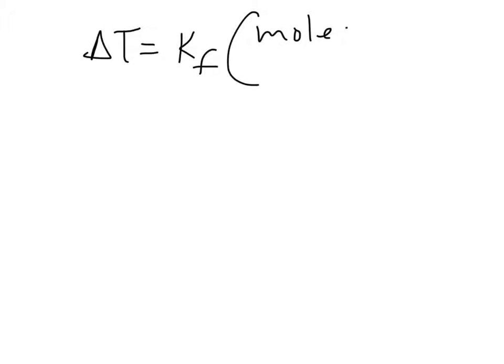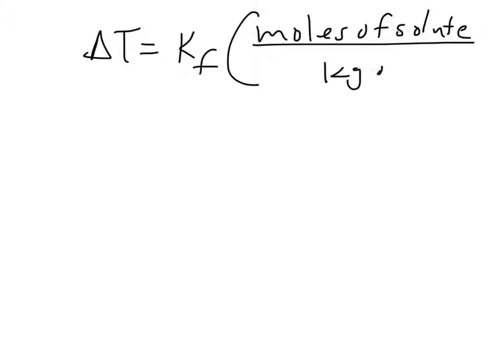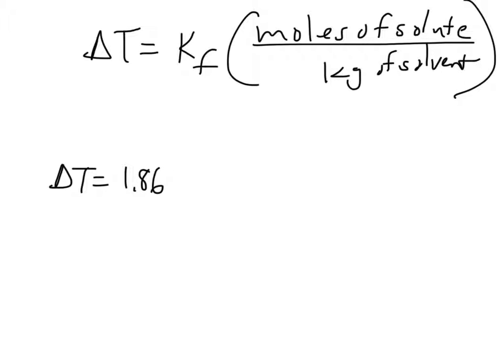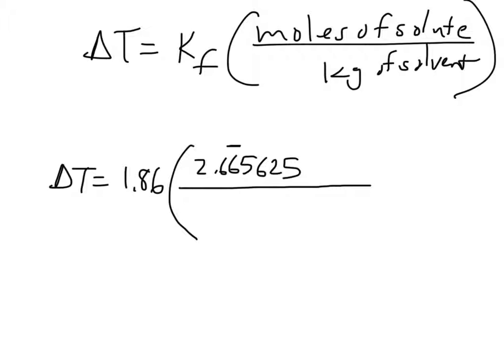Alright, on this side I'm going to go ahead and plug into our equation, which is delta T equals the Kf times moles of solute divided by kilograms of solvent. So delta T is the thing we're looking for. Kf for this problem is 1.86. The moles of solute, remember, was 2.665625, and we put the line over the 6 to tell us that that's where we would have rounded had we rounded in the middle of the problem, divided by 1.50 kilograms.